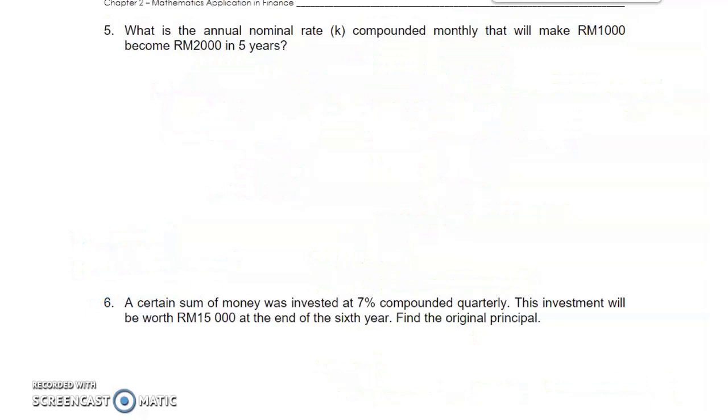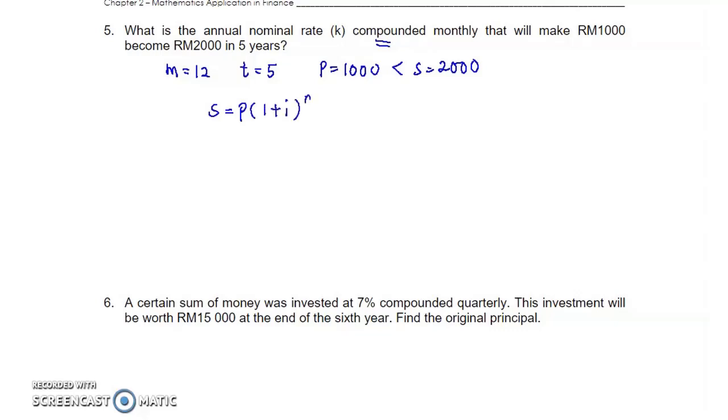Okay, question number 5. What is the annual nominal rate K compounded monthly, so M equals 12, that will make 1000 become 2000 in 5 years? So t equals 5. So 1000 is value P and S is 2000. Remember, value S must be more than P, or P less than S. So again, this one is compound interest, so use the compound interest formula, S equals P(1 + i) to the power of n.